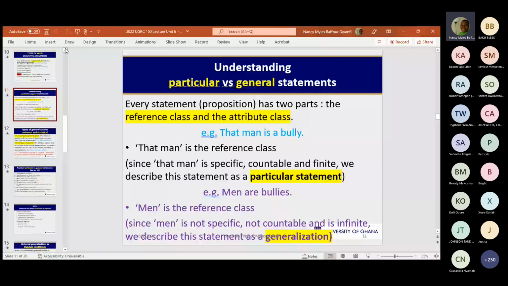When I say men are bullies, we said it is another way of saying if X is a man, then X is a bully. Why? Because every universal generalization is actually a conditional statement in disguise. It's a conditional, if-then statement in disguise.